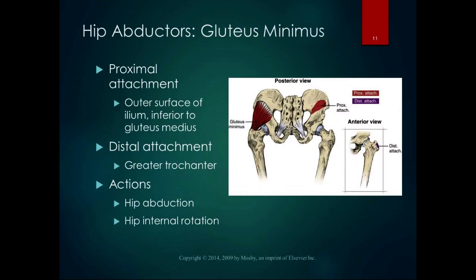So the gluteus minimus, it's deep to the gluteus medius. It has a similar shape, it's just slightly smaller. It's slightly anterior and deep to the gluteus medius. So it does have a line of pull for internal rotation. Its anterior fibers do, and it can do a little bit of assist with flexion. But its main action is hip abduction, and it shares that superior gluteal nerve with the gluteus medius. So it's the outer surface of the ilium, just inferior to the gluteus medius and slightly anterior, and the distal attachment is the greater trochanter.